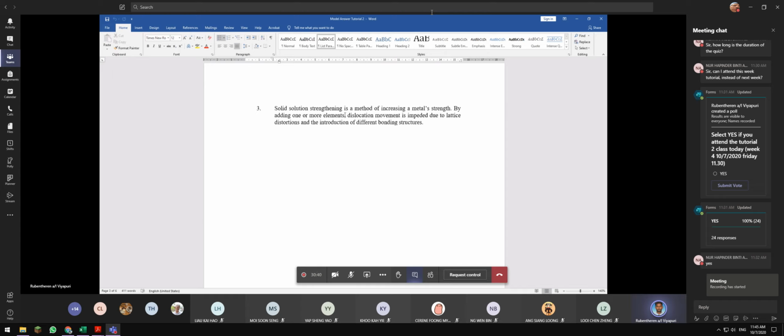Remember what they call that: tension, also tensile stress, and also strain. You have tension and also compression. So by doing this, dislocation movement is impeded due to the lattice disorientation and the introduction of different bonding structures. These are the keywords. Highlight these.